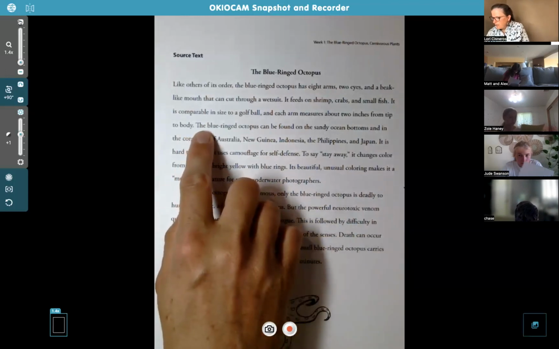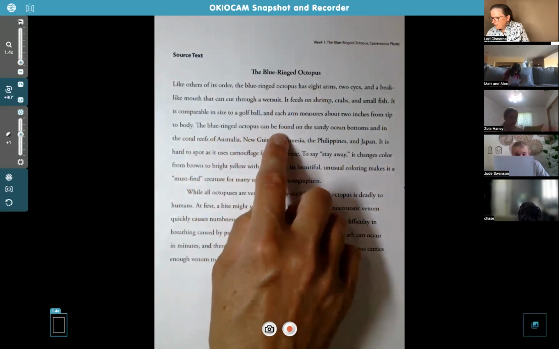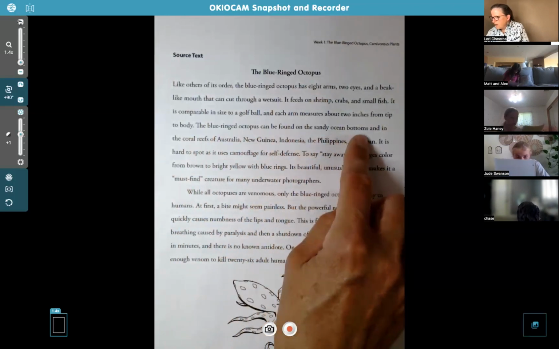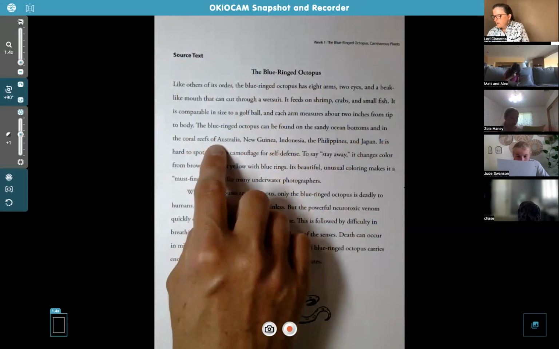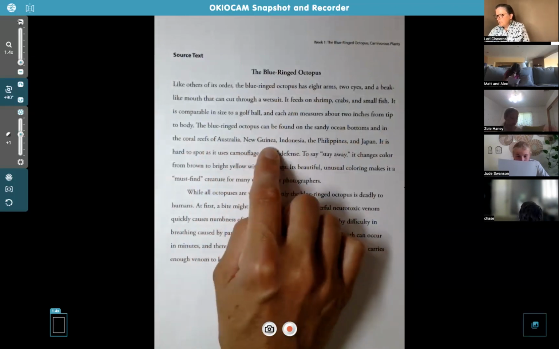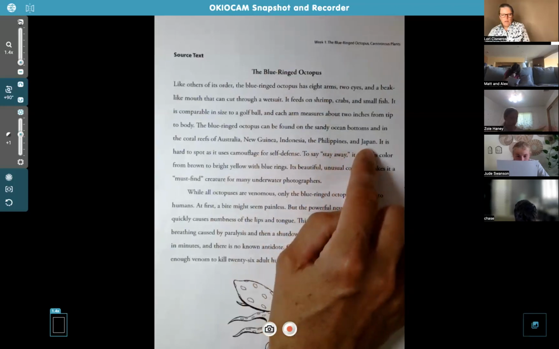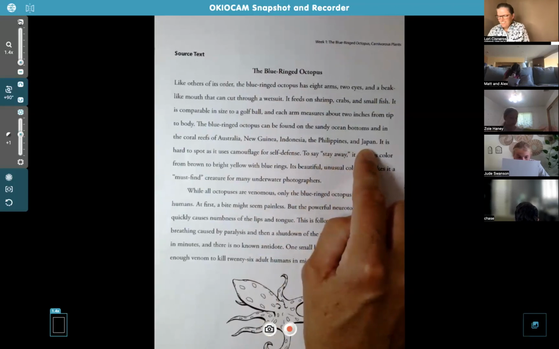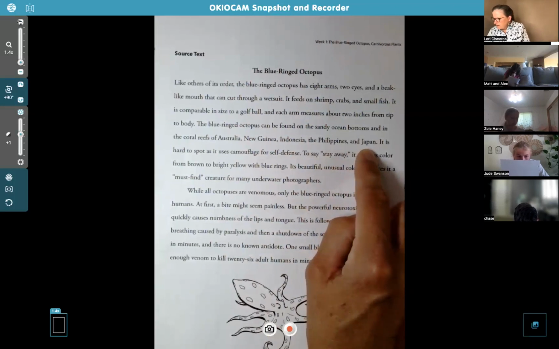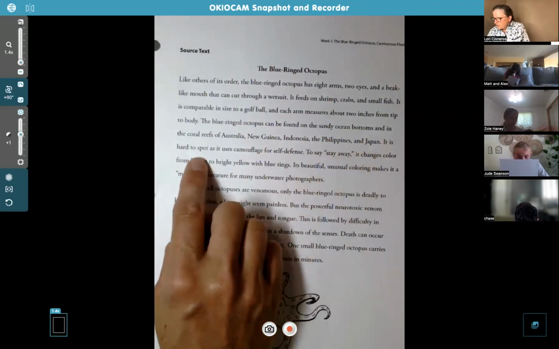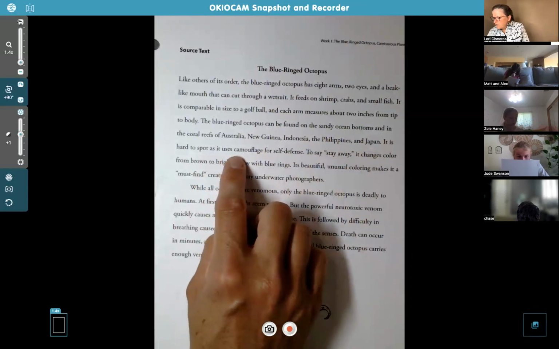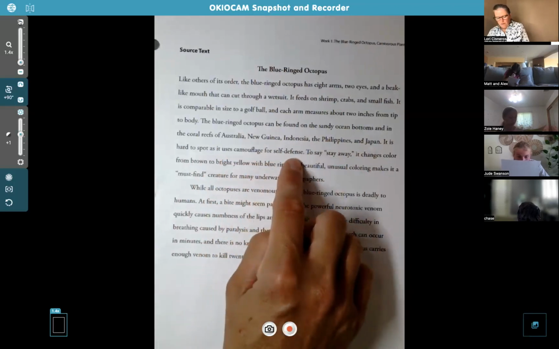I'm going to keep going right here. The blue-ringed octopus can be found on the sandy ocean bottoms and in the coral reefs of Australia, New Guinea, Indonesia, the Philippines, and Japan. So, phew, not in California. Other countries. So this does sound like one of those exotic sea creatures. It is hard to spot as it uses camouflage for self-defense.